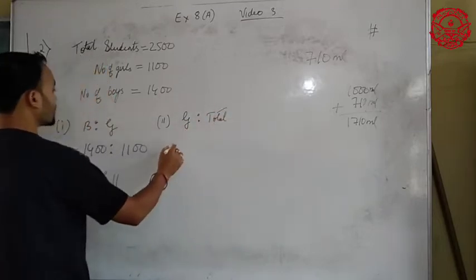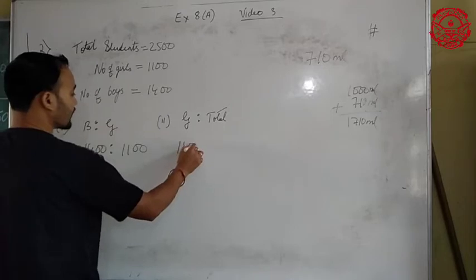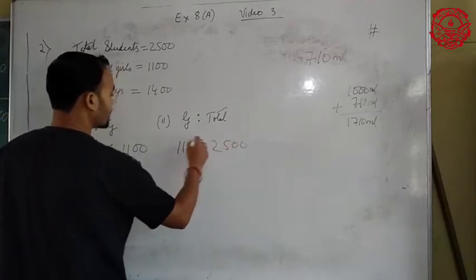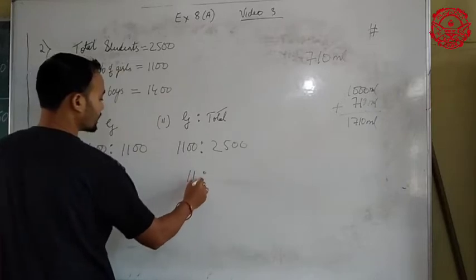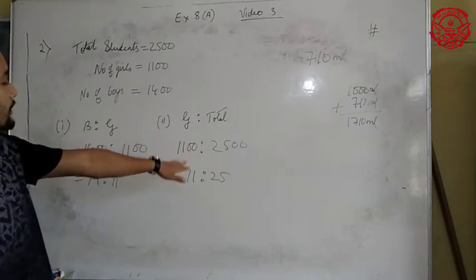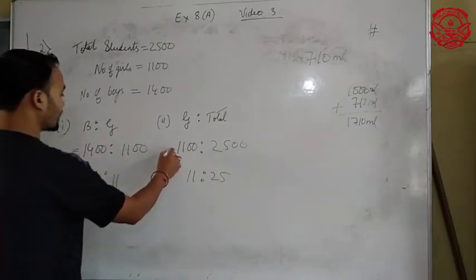Okay, what is the number of girls? Number of girls is 1100. What is the total number of students? 2500. This 0 is gone. The answer will be 11 is to 25. You can do this in divide form, but it is easier to write the answer directly.